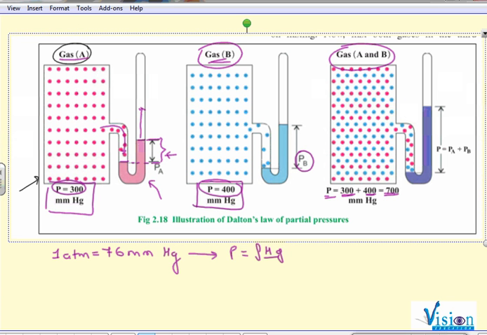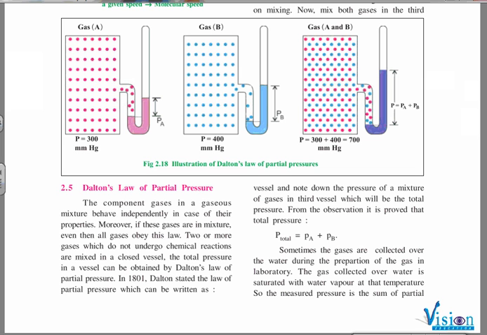Okay, by mistake I have said something over here. It's not 76 millimeter, it's 76 centimeter, and it is supposed to be 760 millimeter of mercury. But ultimately it's the same. Now, we have studied till here. So if we have a container, then P will be equal to Pa plus Pb.